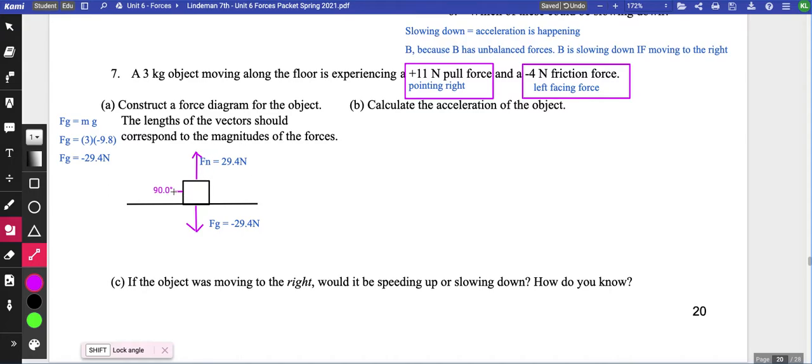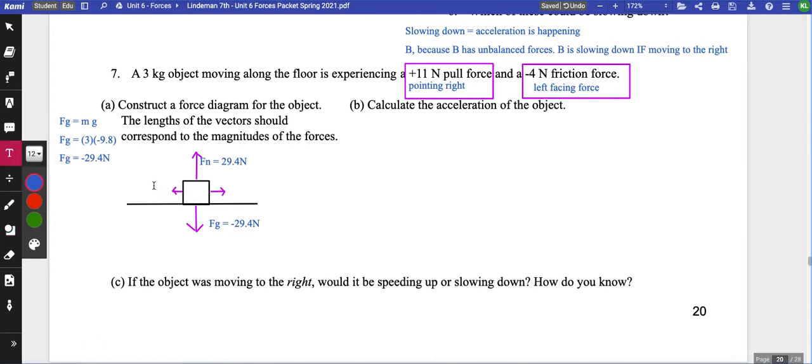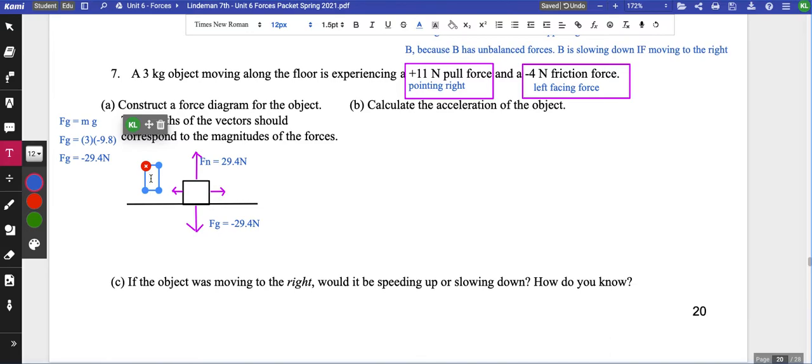So my 4, I'm going to make small. My 11, I'm going to make longer than the 4, but shorter than the 29. Okay. Again, you want to try to approximate this. It doesn't need to be perfectly symmetrical or in ratio to the others, but they should be approximate. So the object is moving, so that means it's Fk, the kinetic friction force, equal to negative 4 newtons. And my Fp is equal to positive 11 newtons.